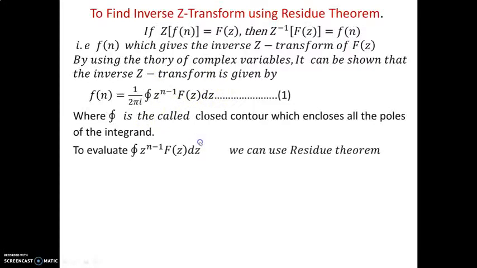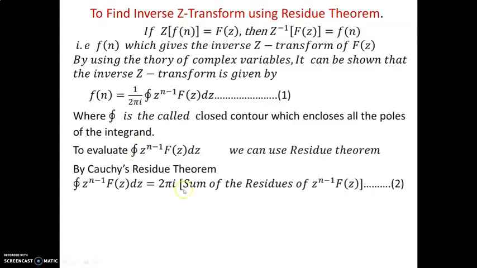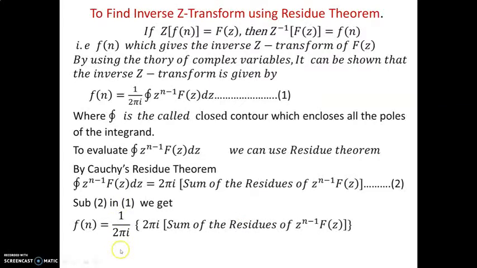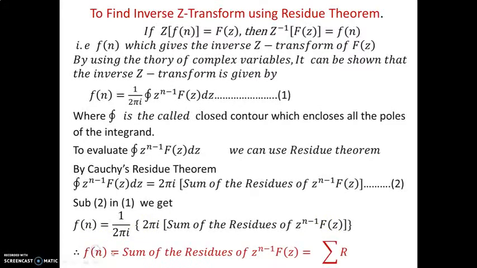Already we know Cauchy's residue theorem, which we studied in the previous semester. The integral over C of z power n minus 1 F of z dz equals 2 pi i times the sum of the residues of z power n minus 1 F of z. Call this equation 2. Substituting this equation, we get f of n equal to 1 by 2 pi i into 2 pi i sum of the residues of z power n minus 1 into F of z. So 2 pi i cancels, and we get f of n equal to the sum of the residues of z power n minus 1 F of z.